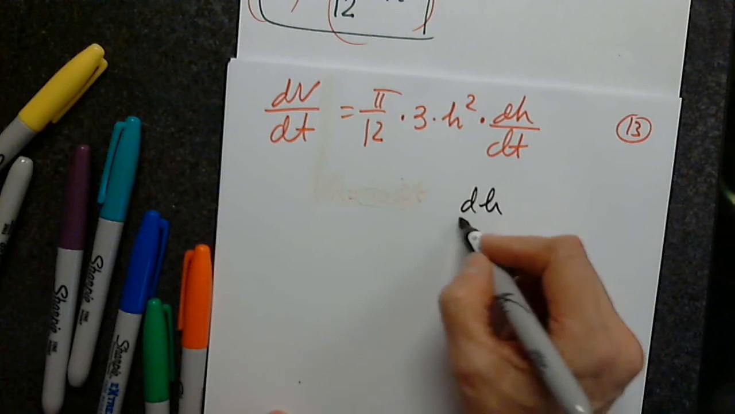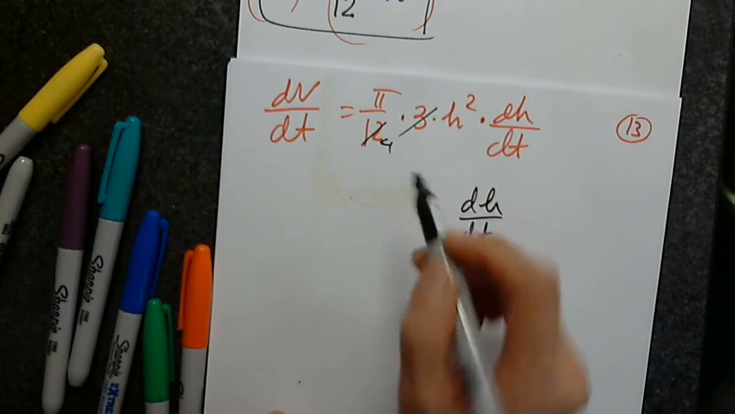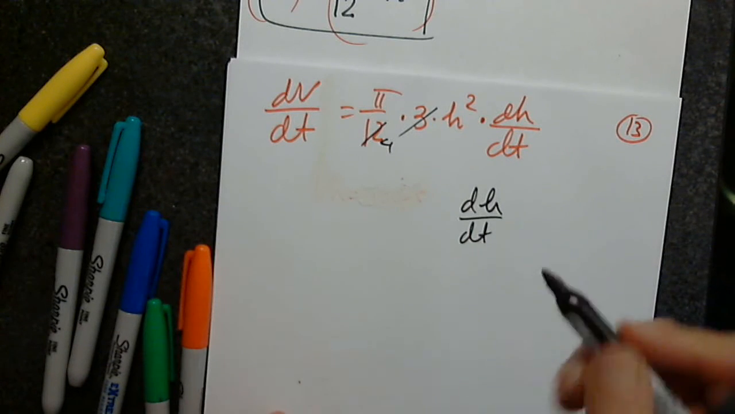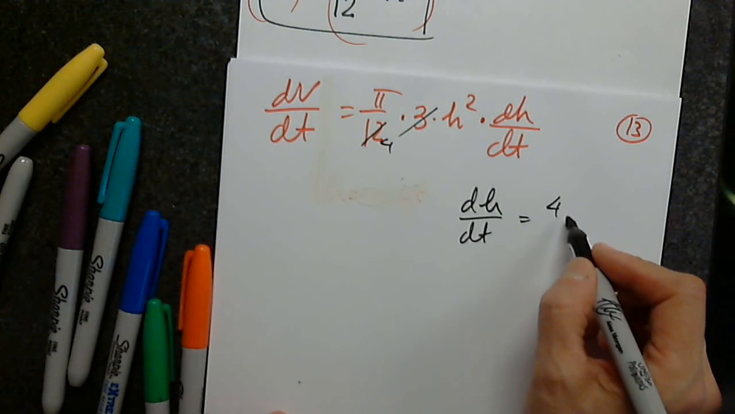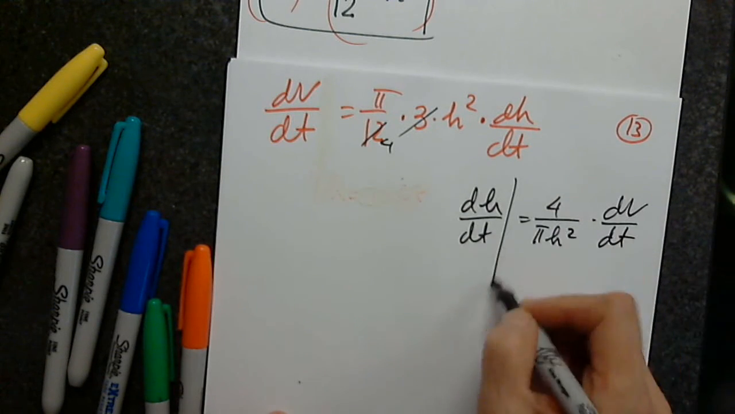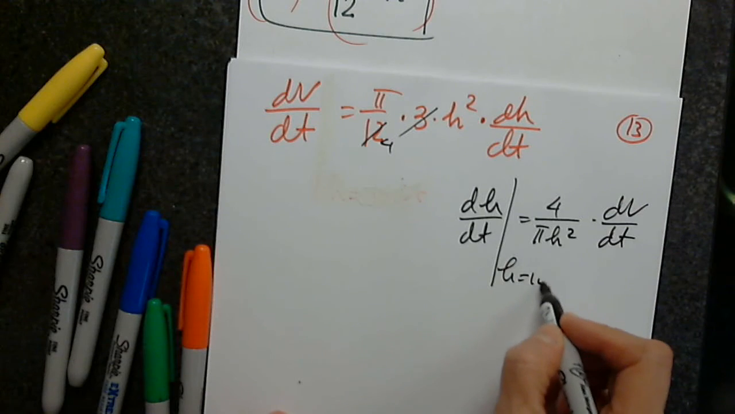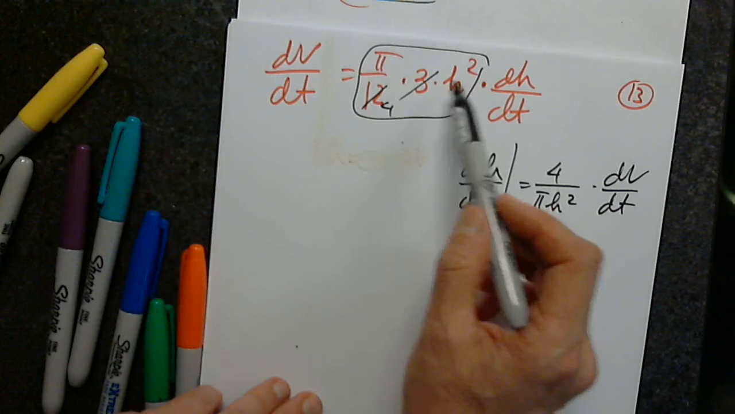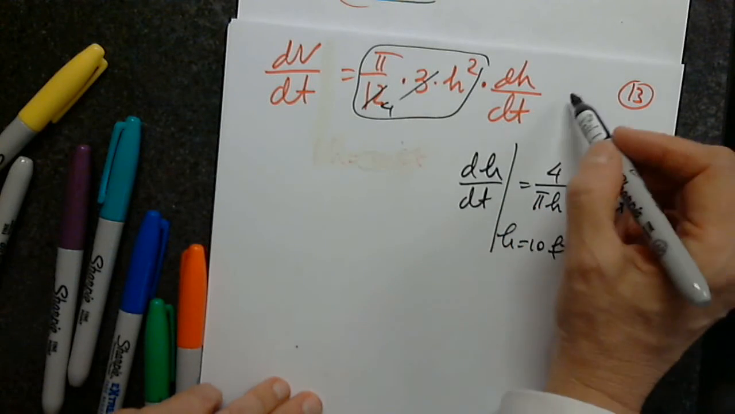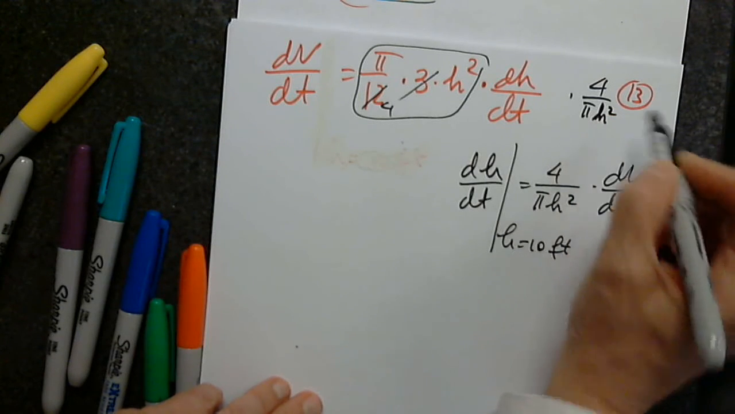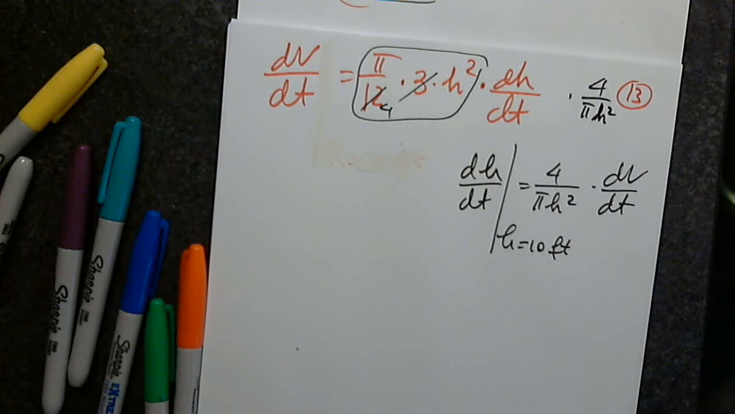So dh over dt, yes, I will simplify. So I have pi h squared over 4, flip, right? So 4 over pi h squared times dV over dt. And this is where I should plug in h equals 10 feet. So we had pi h squared over 4, so we had to multiply both sides by 4 over pi h squared to eliminate the quantity in front of dh over dt.